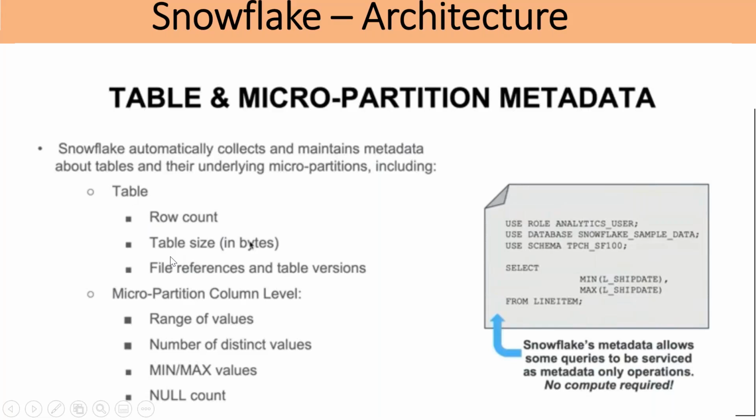If you look at a table, how many files does it have for a particular table? In how many files is this particular data residing? What is the table size, the total size in bytes, and total number of counts? These data will be there in the metadata as well. Snowflake automatically collects and maintains metadata about tables and their underlying micropartitions. At micropartition column level, it keeps the range of values, min and max, number of distinct values, and null count.